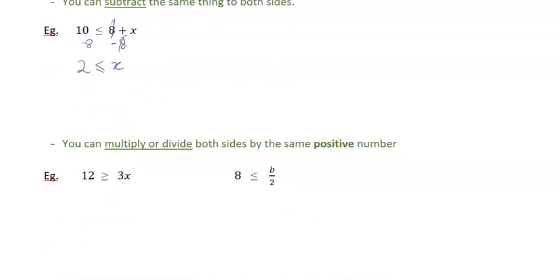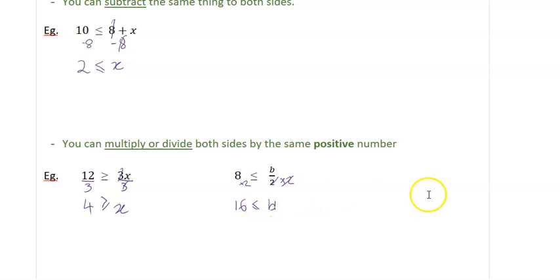For these examples, you can multiply or divide both sides by the same positive number. So here, again, to get x on its own, you have to divide by 3 on both sides. So then you end up with x is smaller than or equal to 4. And on this example, you've got to multiply by 2 on both sides in order to cancel that out to get b to be greater than or equal to 16, okay?